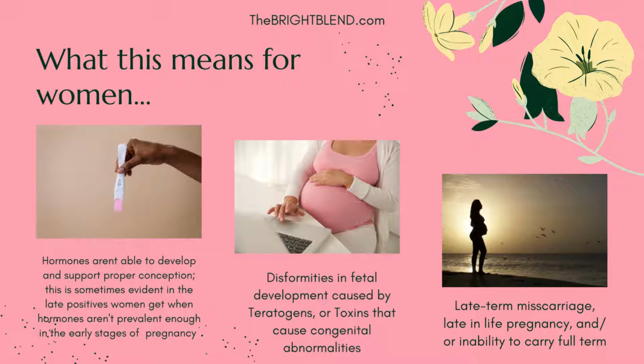Deformities in fetal development can be caused by teratogens, or toxins that cause congenital abnormalities. Teratogens are typically toxins that make it through the placenta into the fetus during fetal development. Those are also horribly harmful and can cause miscarriages and, again, abnormalities in development. And then we can have late term and early term miscarriages. Also, these EDCs, or endocrine disruptors, or toxins can cause women to have trouble conceiving earlier in life, forced late in life pregnancy, and inability to carry full term.